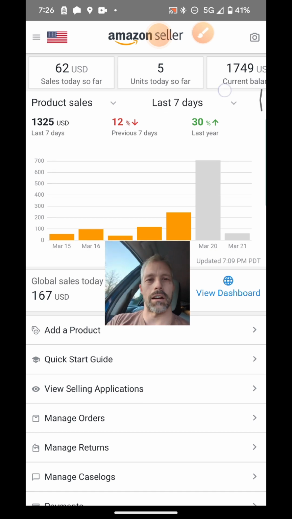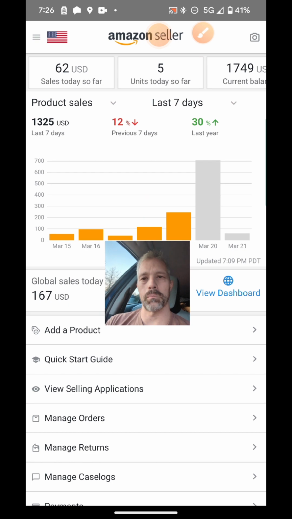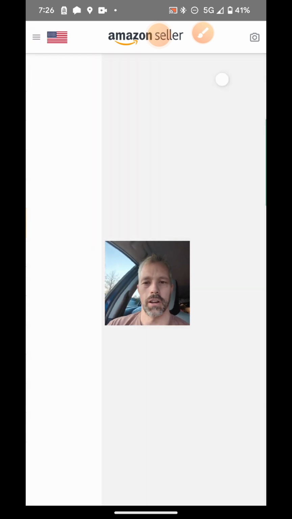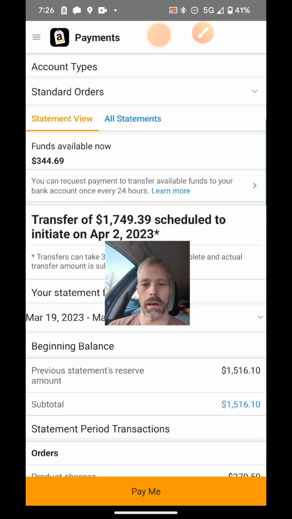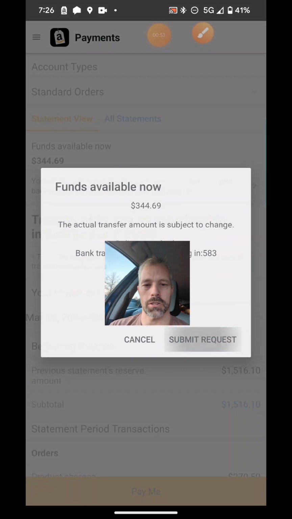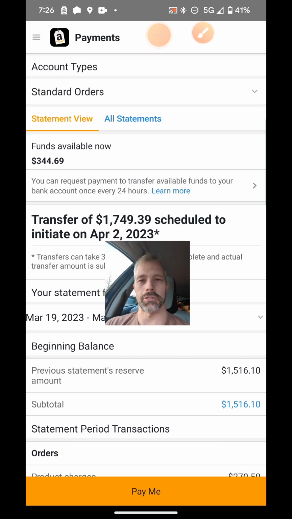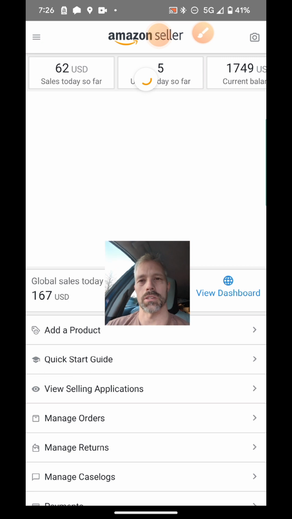And as you can see here, I have a current balance of $1,749. And at some point, you do start getting that money, and you can pay yourself. So you just go into here, and I can pay myself $344 out of that $1,700, or I could wait until April 2nd and get paid all of it, right? And it does fluctuate with things that get sold, but that's basically how that works.